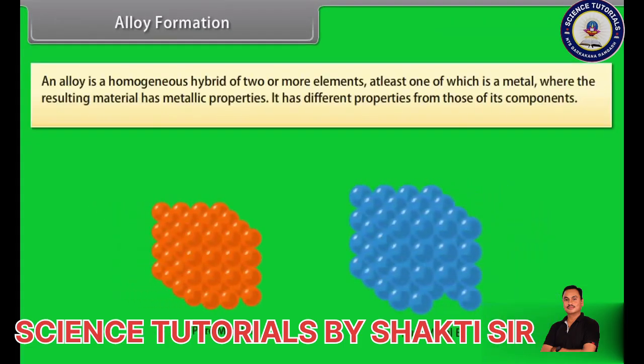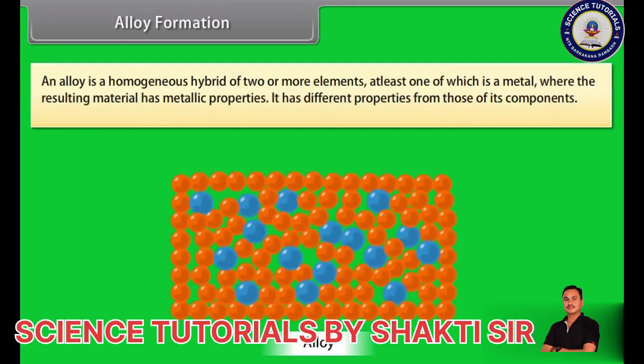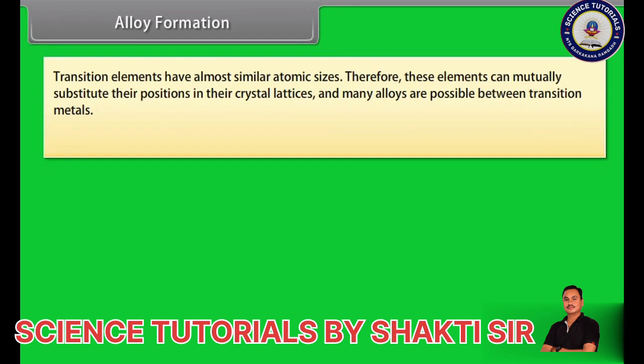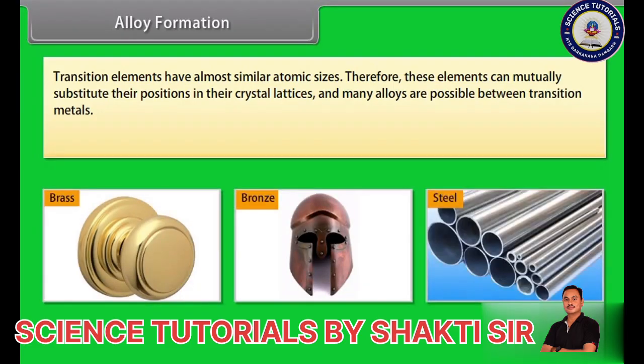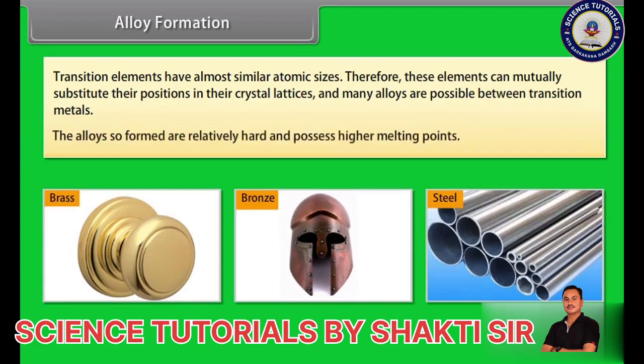Alloy formation. An alloy is a homogeneous hybrid of 2 or more elements, at least one of which is a metal, where the resulting material has metallic properties. It has different properties from those of its components. Transition elements have almost similar atomic sizes. Therefore, these elements can mutually substitute their positions in their crystal lattice, and many alloys are possible between transition metals. For example, brass, bronze, and various types of steel. The alloys so formed are relatively hard and possess higher melting points.